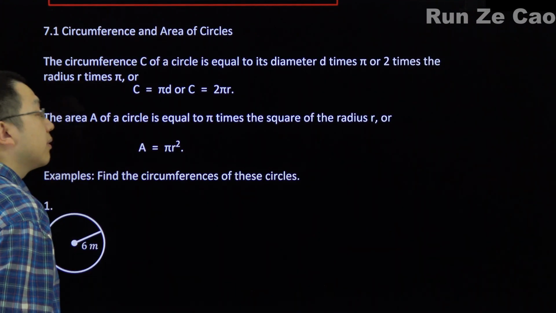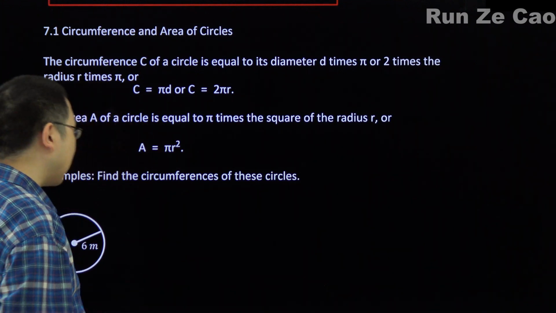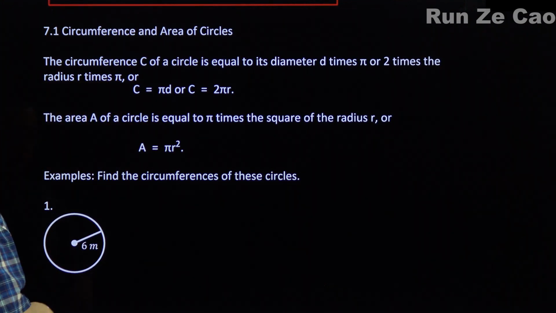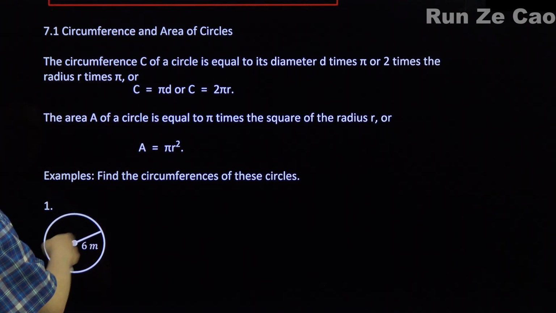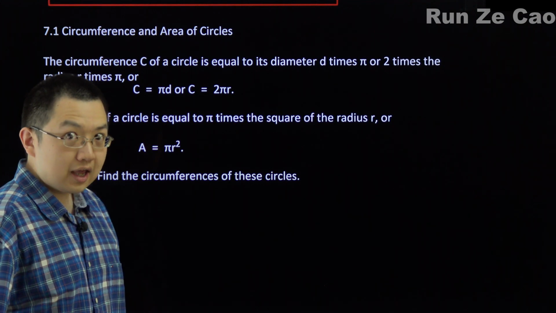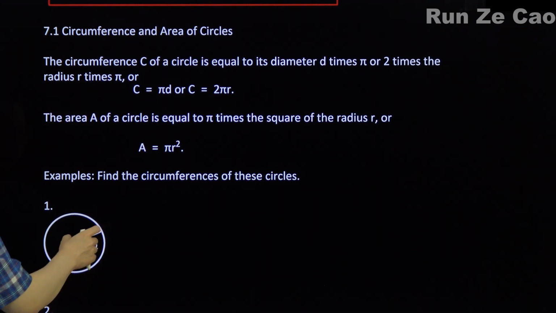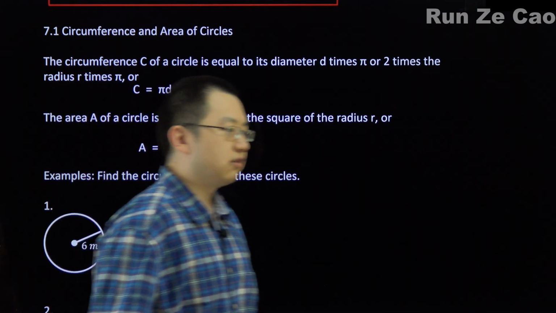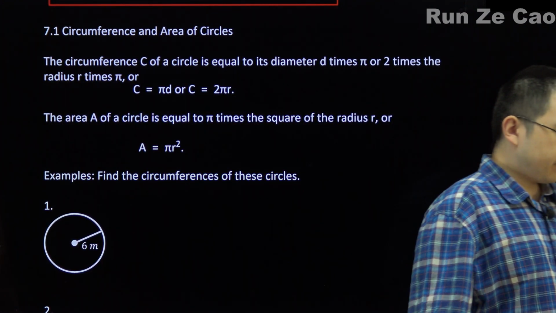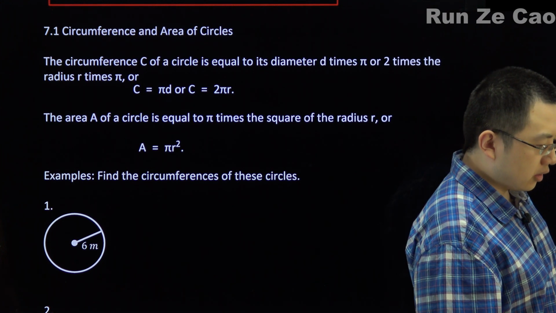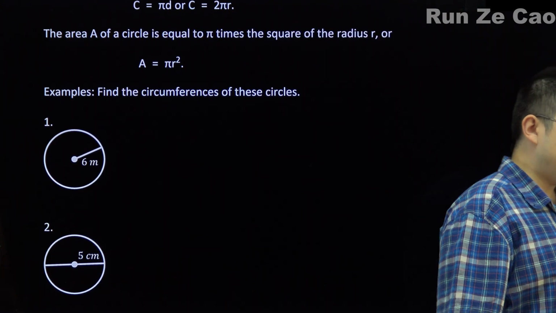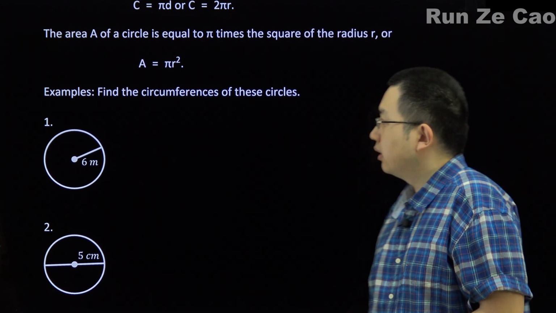So 2 times pi times the radius, because the diameter, from one side of the circle to the other through the center of the circle, is 2 radii, because the radius is the distance from the center to the edge of the circle. The area of a circle is equal to pi r squared.